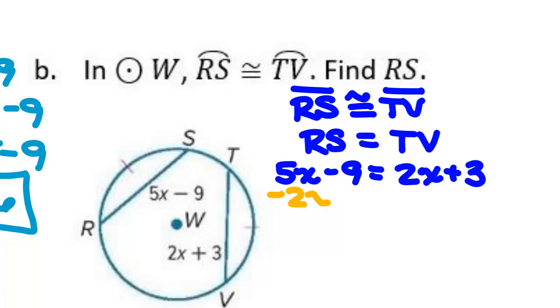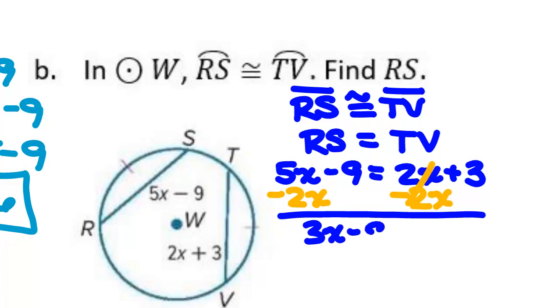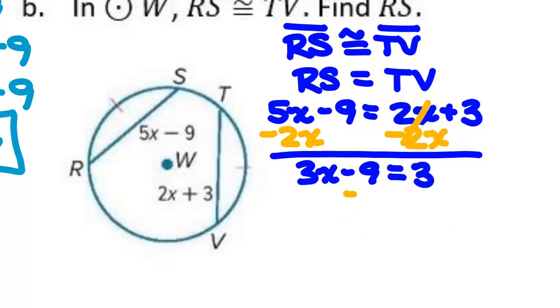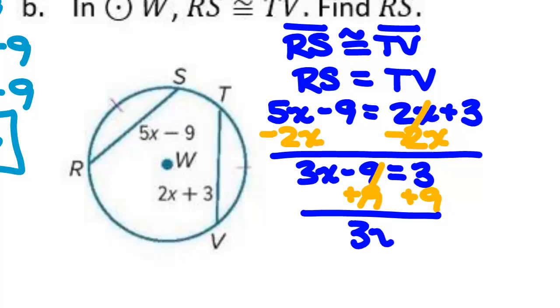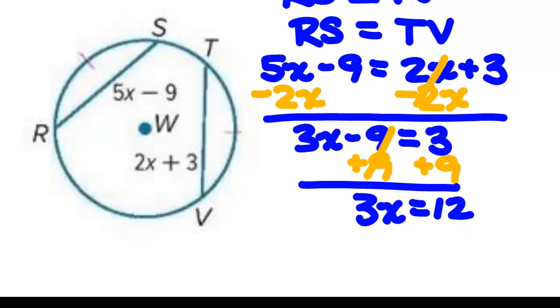So then the next thing we do is get our x's to the same side. That would give me 3x minus 9 equals 3. Then I would add 9 to both sides. So I get 3x equals 12. Then we divide both sides by 3, and that's how we get that x is 4.